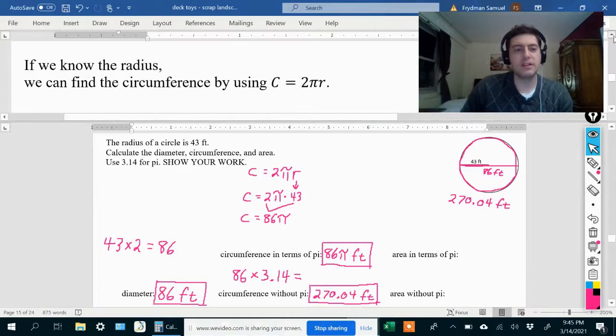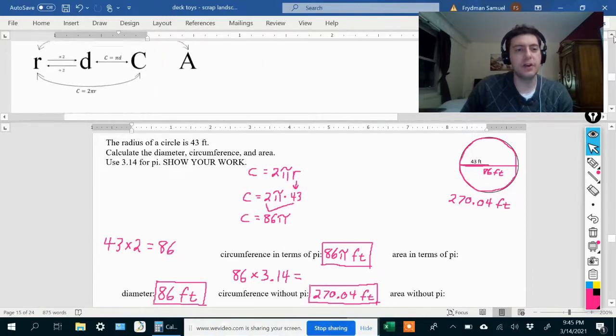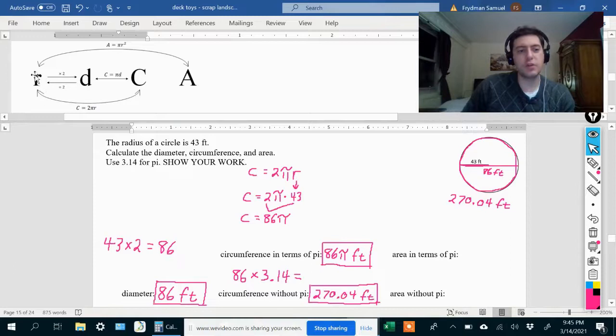I'm going to go back to the picture up here. So starting with the radius, which road can we take to get to the A over here, which stands for area, of course? Well, we're going to take this road up here. And what's the name of this road? The name of this road is A equals pi r squared. So that's another one of the equations that we derived in a previous video.